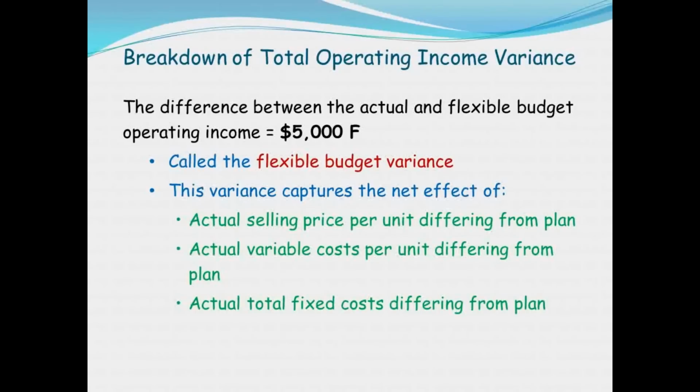So the difference between the actual amount and your flexible budget was this 5,000 favorable. This is called the flexible budget variance. And think about what we've done. We've used the actual selling price per unit. So we used actual selling price, actual variable costs, and actual fixed costs, and compared how they differed from plan, keeping constant the sales volume at the actual level.